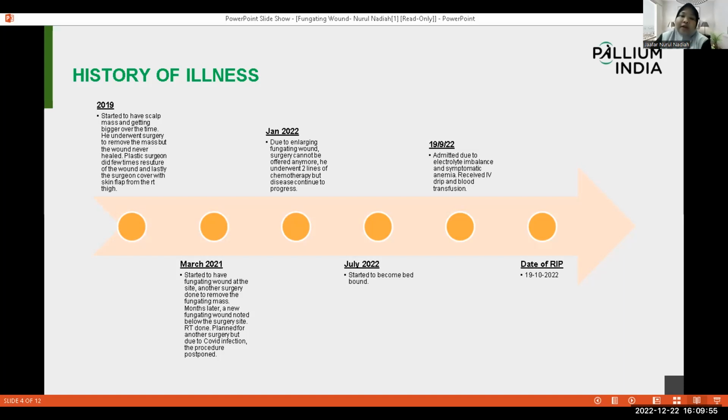On the 19th of September, he was admitted due to electrolyte imbalance and symptomatic anemia. He received a drip to correct the electrolytes and also a blood transfusion. That was the last time he was admitted. After that, he stayed at home, and we managed the issues and symptoms he had in the community, and he eventually passed away on the 19th of October this year.